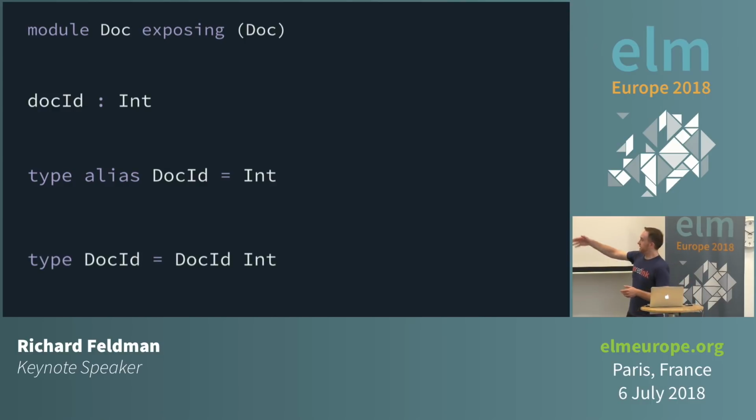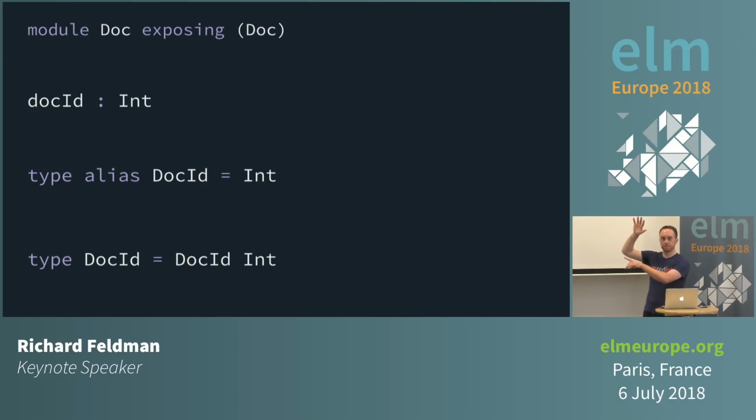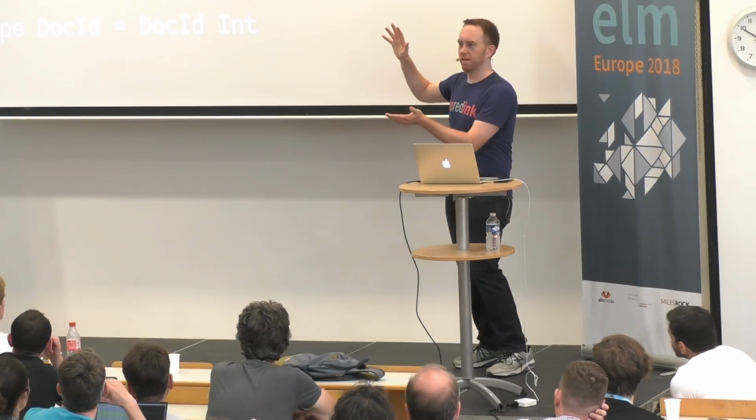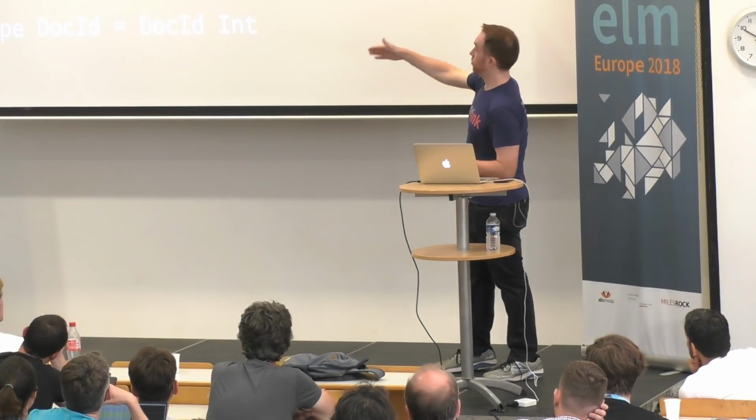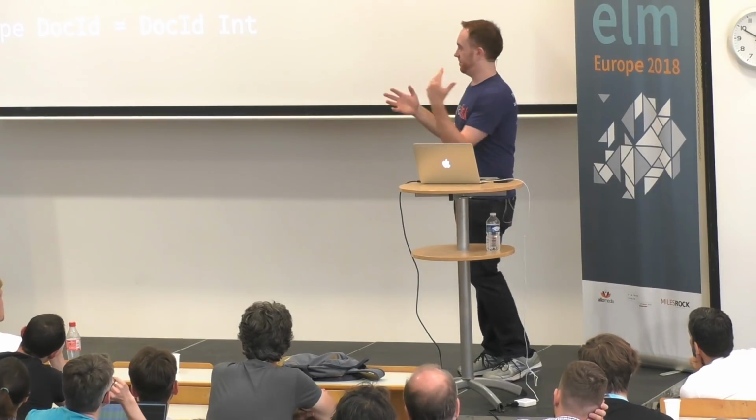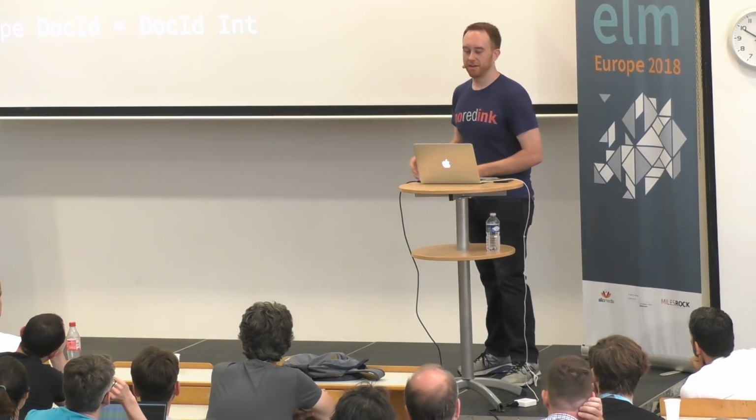Or I could do type doc ID equals doc ID int. Quick show of hands, how many people have seen this technique? Okay, so that may have been almost everyone, very close. So this is basically making a union type with one constructor. And you might be wondering, if you didn't raise your hand, why would you do this? What would the benefits be?